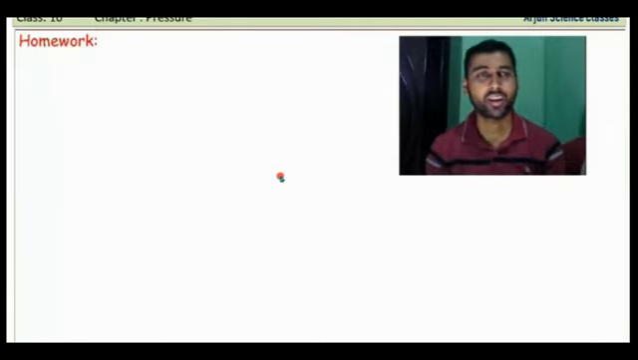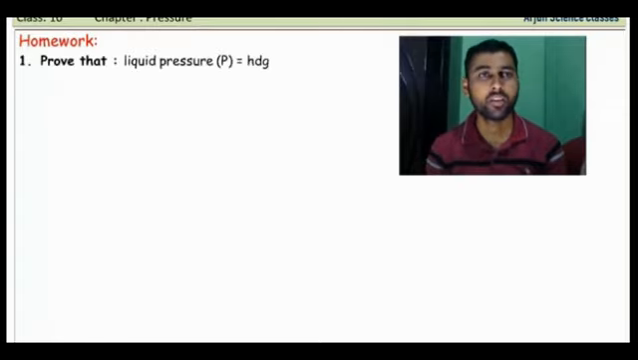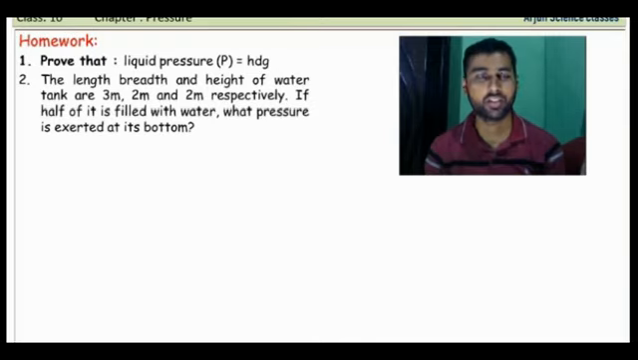Dear students, now I will give you some homework. First question, prove that liquid pressure P is equal to hdg. Another question, numerical. The length, breadth and height of a water tank are 3 meter, 2 meter and 2 meter respectively. If half of it is filled with water, what pressure is exerted at its bottom?